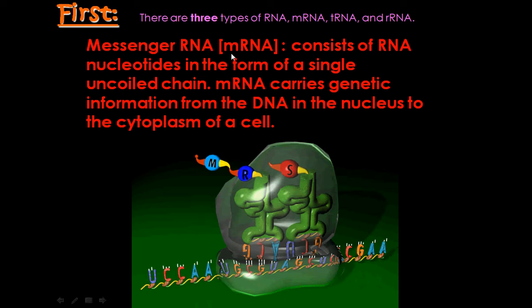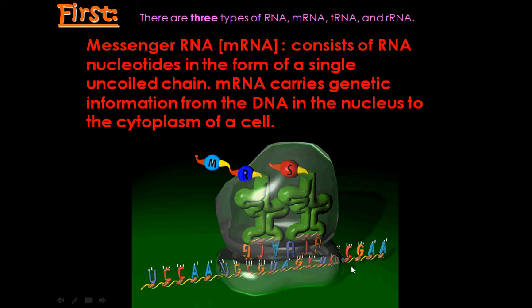Messenger RNA, often abbreviated with a lowercase m, capital RNA, consists of RNA nucleotides in the form of a single uncoiled chain. This exposes all the nucleotides so they can easily be read by the tRNA. Messenger RNA carries the genetic information from the DNA in the nucleus to the cytoplasm of the cell.